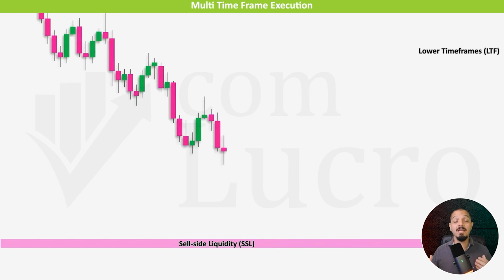Once that area is defined, move down to the 5-minute chart. At this stage, wait for price to push above a recent swing high and then quickly return back down. This behavior indicates that liquidity has been taken and that the market may be preparing to move lower.